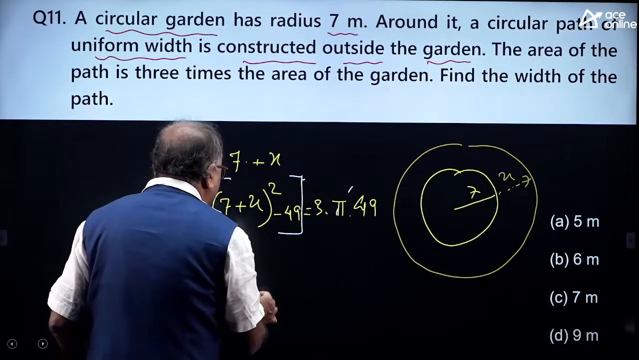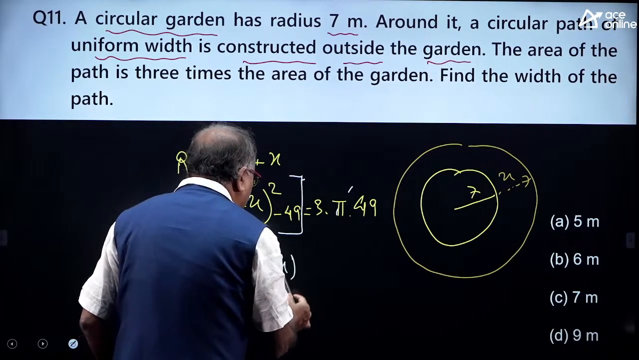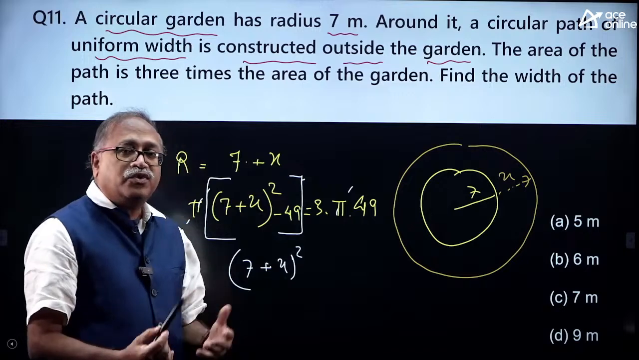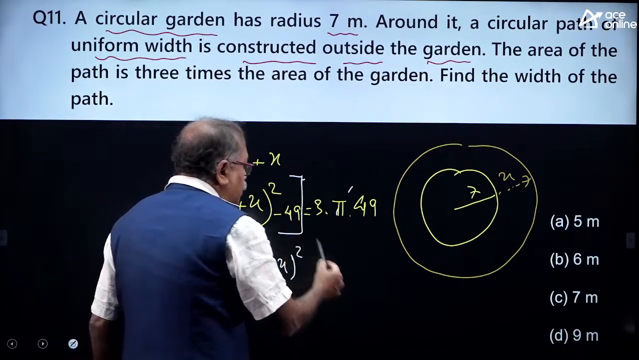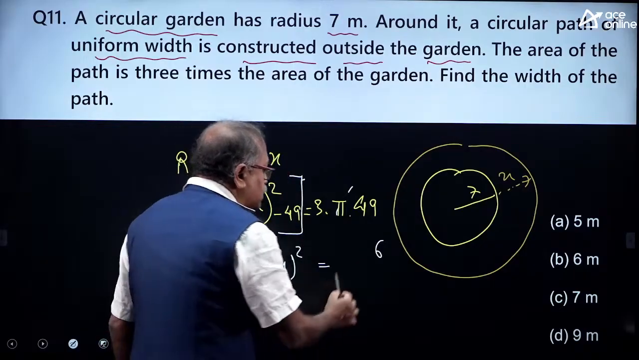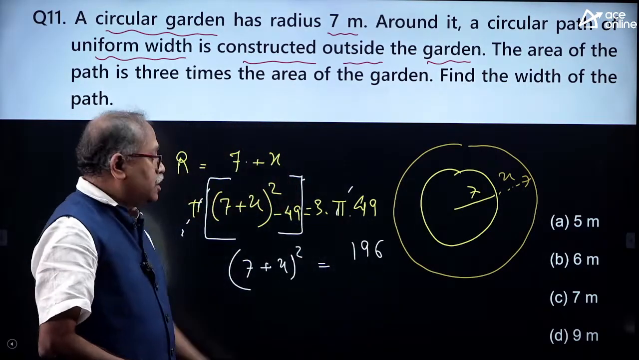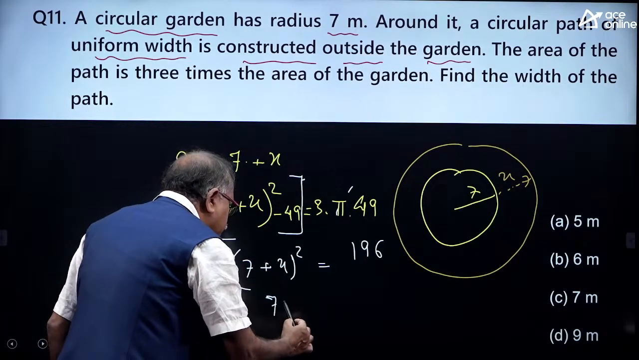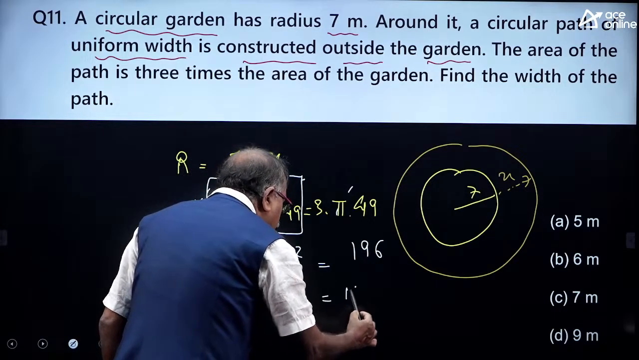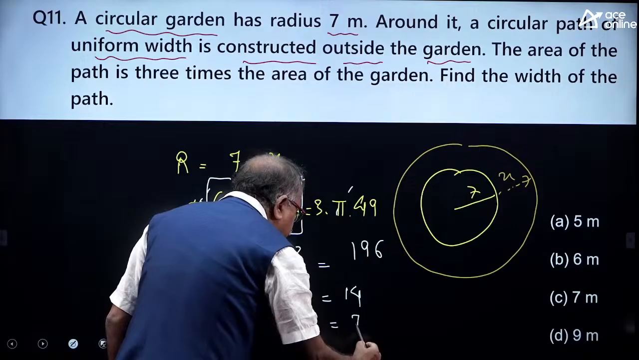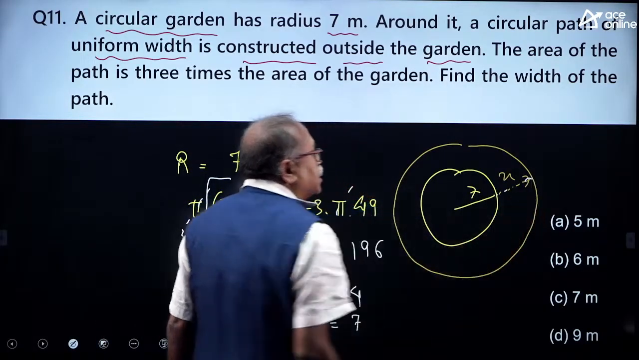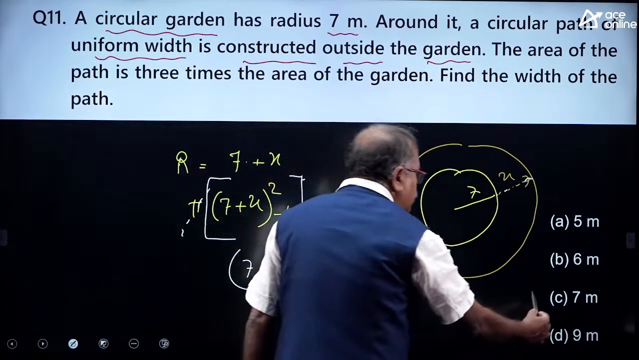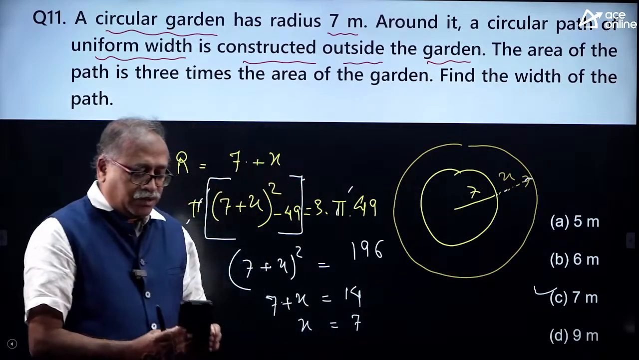Now, what comes over here? 7 plus x whole square. When this 4 goes to the other side, 49 comes to the other side. So, 49 into 4: 4 nines are 36, carry 3, 4 fours are 16 plus 3, that is 19. And can you notice that this is 14 square? So, the square will get cancelled. I will get 7 plus x equal to 14. Therefore, x is equal to 7. So, what is the path width? Path width is 7. Do we have any option here? Yes, I noticed that option choice C.